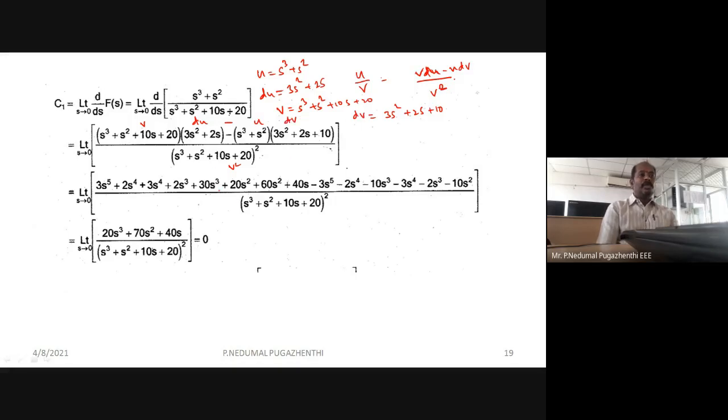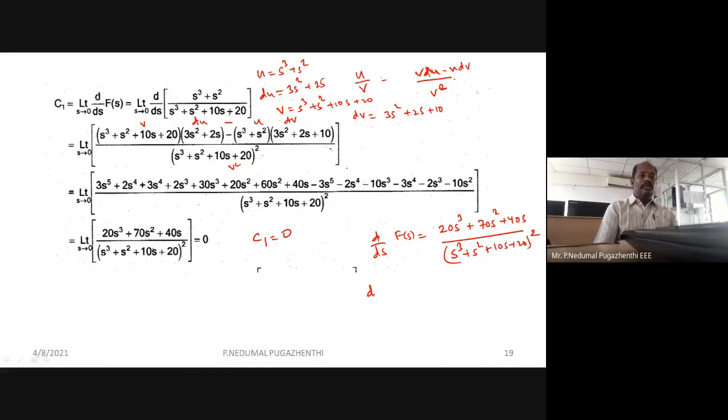So if you solve this finally, and apply s equal to 0, since all your numerator terms have s coefficients, s squared and s cube are there, no constant terms are there, the numerator becomes 0. So obviously C1 value will be equal to 0. Now d by ds of f of s is found to be 20 s cube plus 70 s squared plus 40s divided by s cube plus s squared plus 10s plus 20, the whole square.